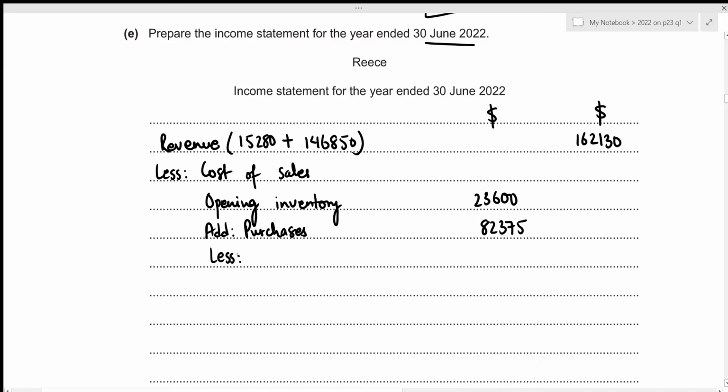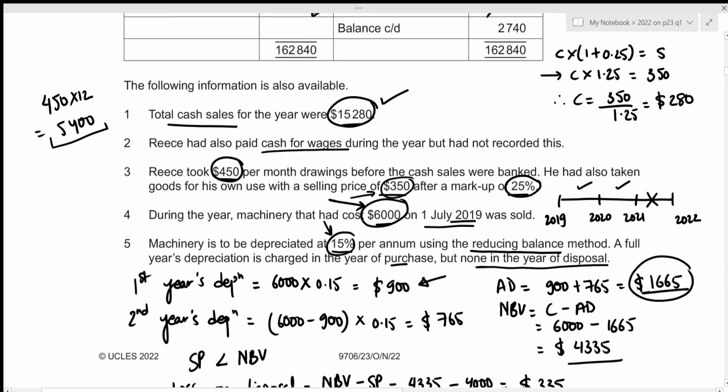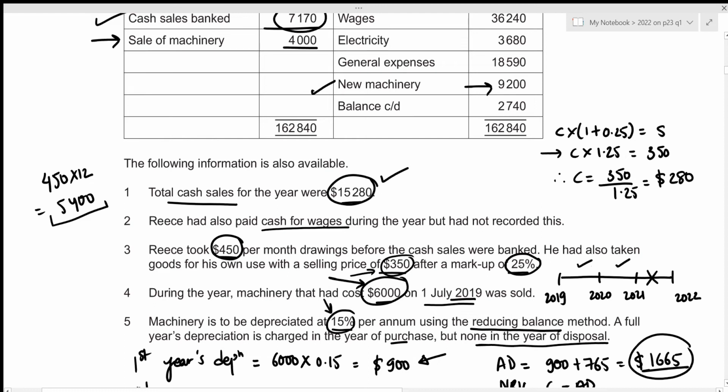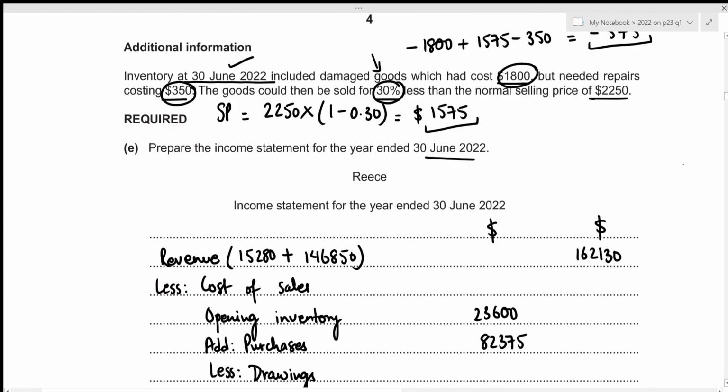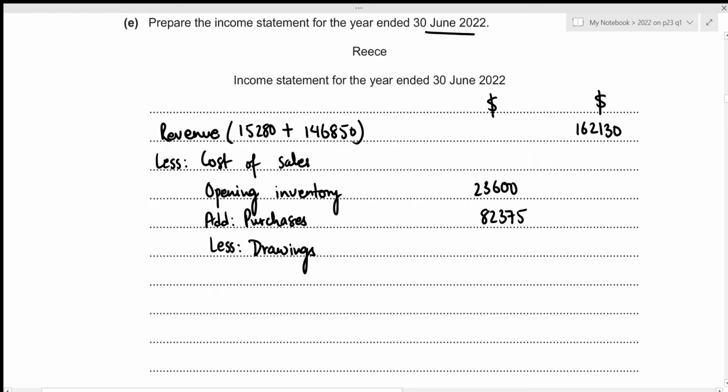Then the next step would be to subtract all of the drawings, right? And we were given drawings regarding the goods as well. Let's have a look above. We are told that Reese had taken goods for his own use with a selling price of 350, but whenever we are subtracting drawings, we need to subtract the cost price, which we already figured out to be 280. So let's subtract this amount in our income statement. That is 280, and I'm going to write it in bracket indicating that this amount needs to be subtracted.